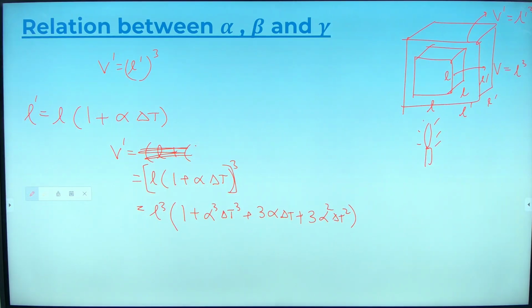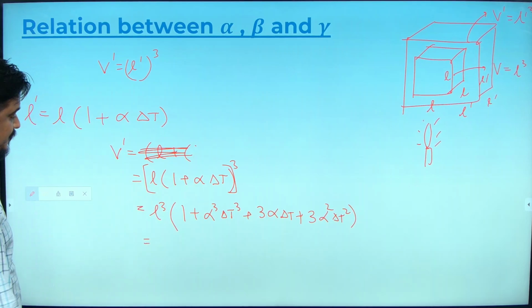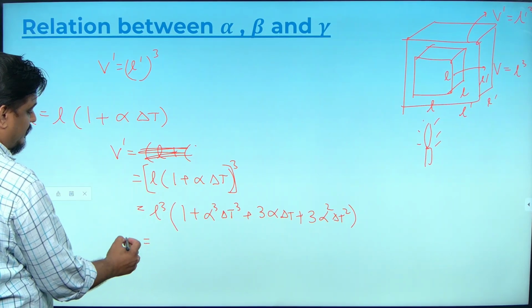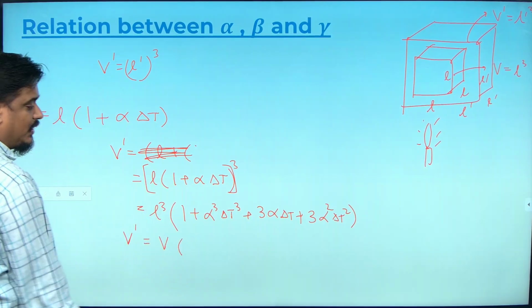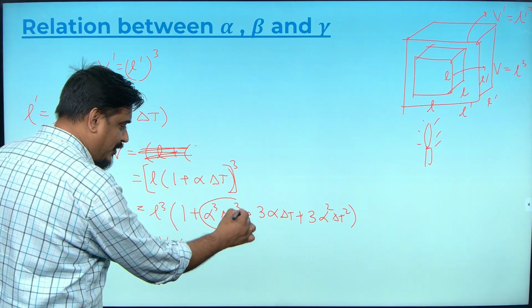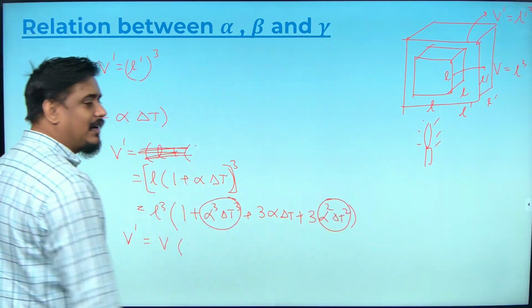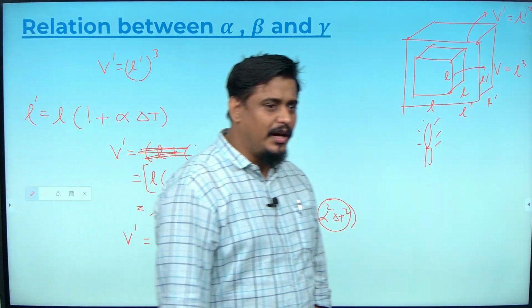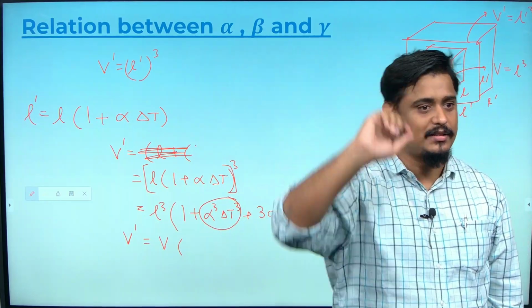Nikhil, you are still having your video off. Please on it. L cube is basically V into, if you see these terms, you will realize that alpha cube delta t cube, alpha square delta t square. You know what is the value of alpha? Alpha will always be in 0.001, 0.0002 like that.